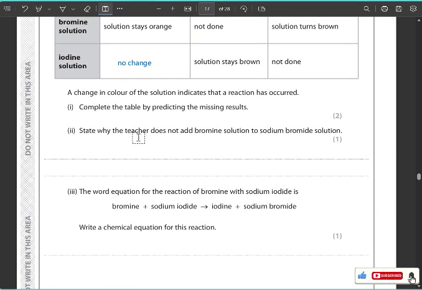Okay, state why the teacher does not add bromine solution to sodium bromide solution. Because bromine wouldn't react with bromide, or bromine cannot displace itself.